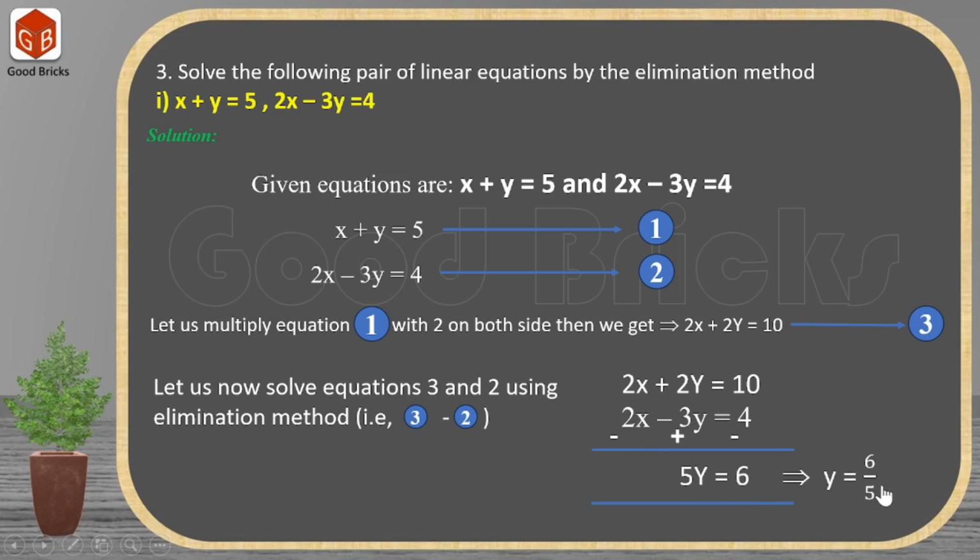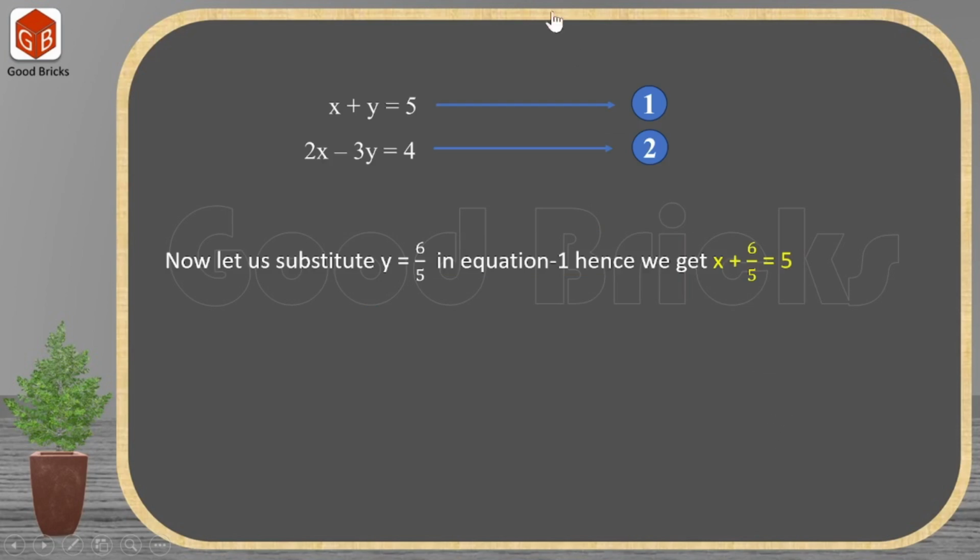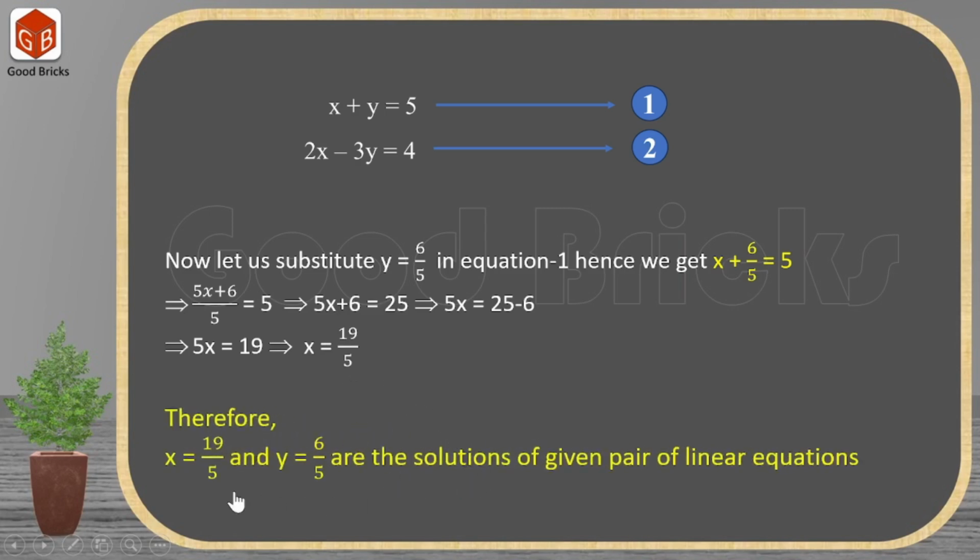Now let us take this y is equal to 6 by 5 and substitute in any one of these equations. So we are substituting y is equals to 6 by 5 in equation 1. In place of y, we are just putting 6 by 5. Then after simplification, you will get x is equals to 19 by 5. Finally, using this elimination method also, we got the values of x and y.